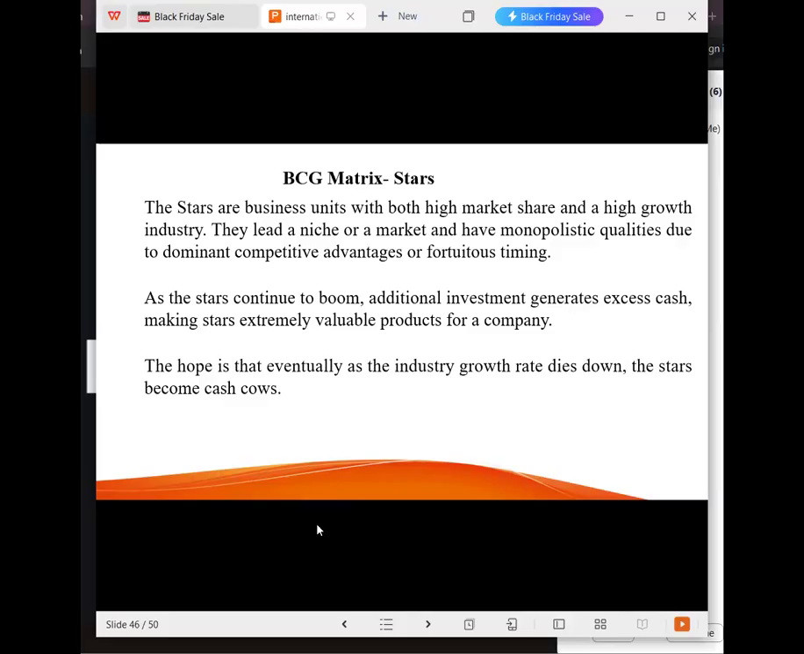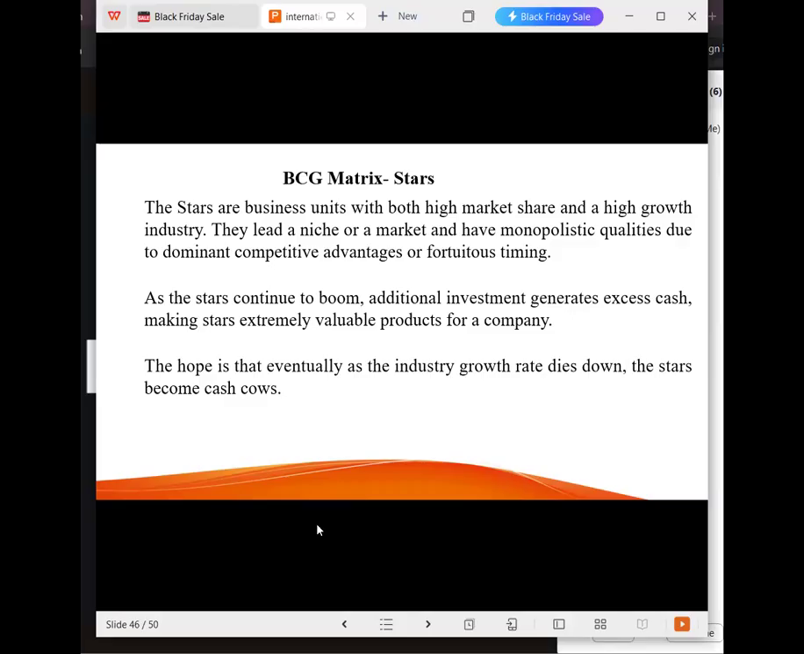So one has to keep investing, but that investment will surely yield high sales. That is for star. You are investing to maintain loyalty. You are investing more to maintain brand loyalty, to improve your customer satisfaction level. You don't want your customer to switch easily to another competitor. So one has to keep engaging while earning the money. So the hope is that eventually the industry growth rate dies down and star becomes cash cow.